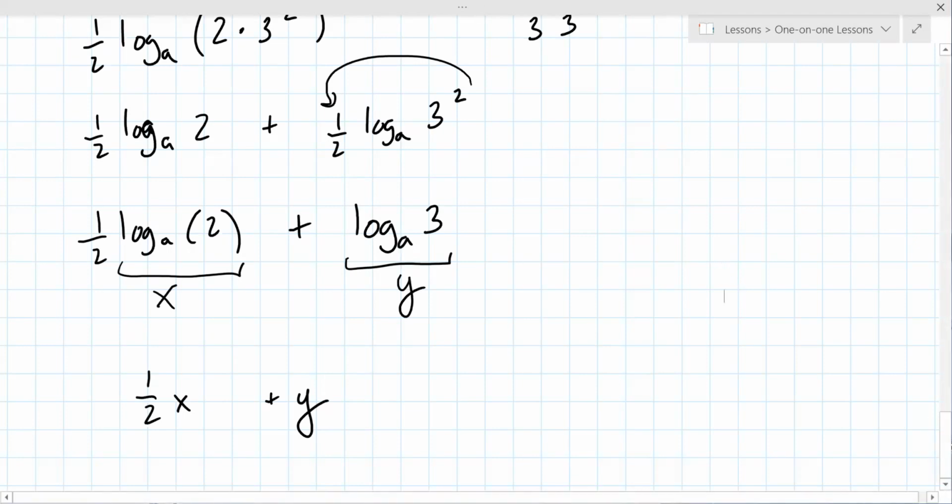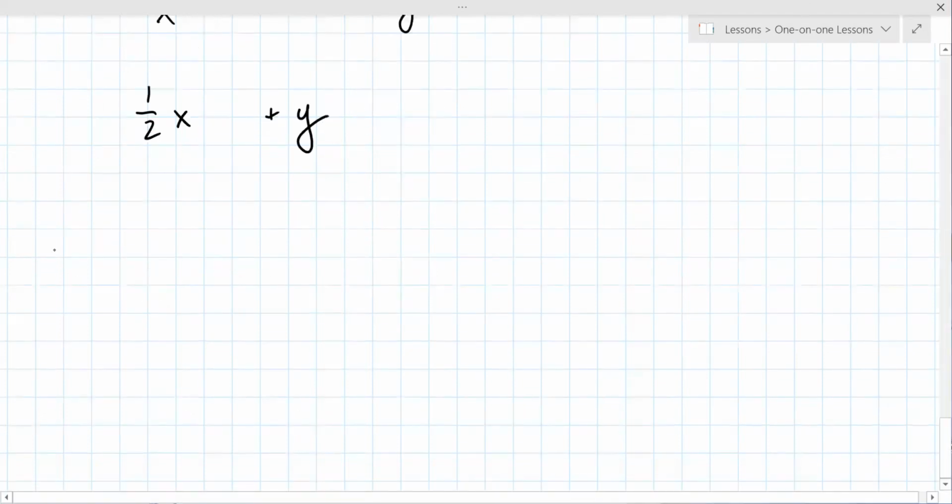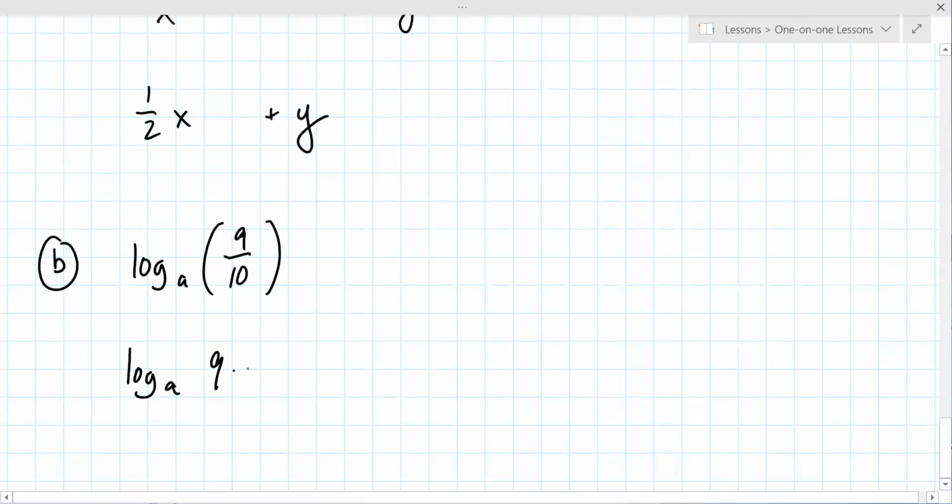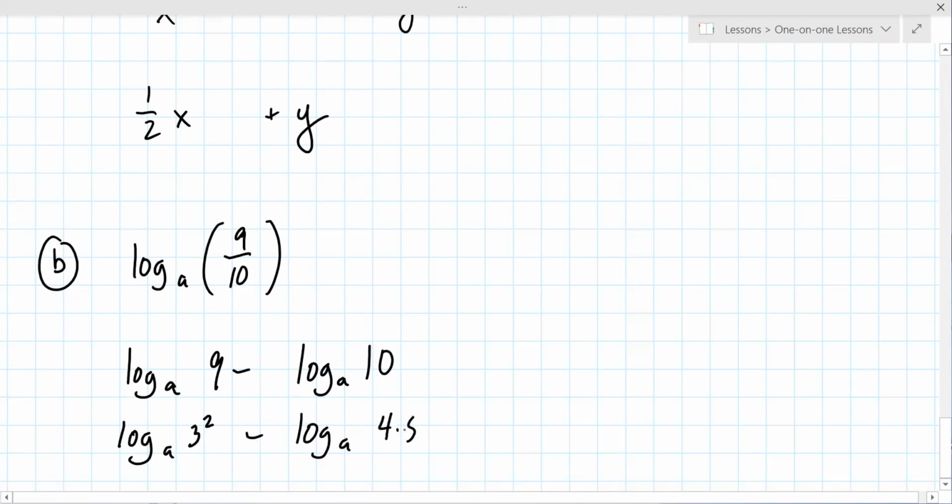So B says, part B is log base a of 9 over 10. So it's log base a of 9 minus log base a of 10. So the 9 here, in terms of the values you have, can be written as log base a of 3 squared. And 10 is 2 times 5. Well, actually, they don't use 4, they use 2.